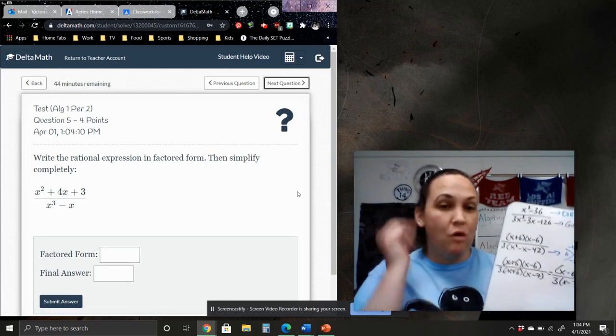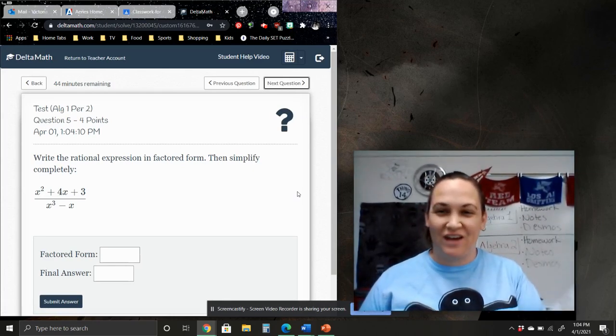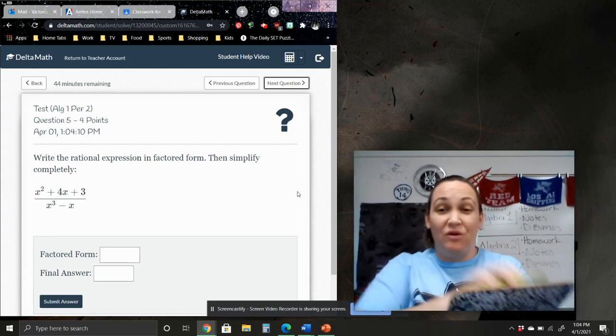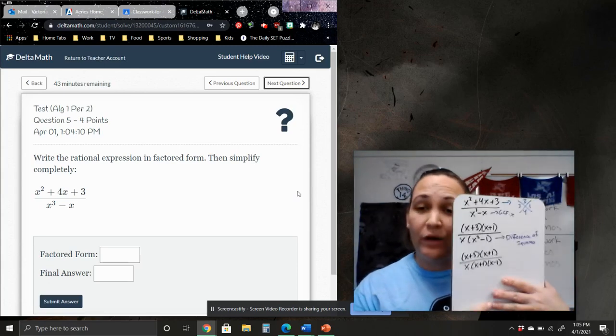Okay. We're going back to write the fully factored form and then final answer. So let me factor this out for you, and then we will get to both of those answer lines filled in. All right, guys. This one also had 3 kinds of factoring.